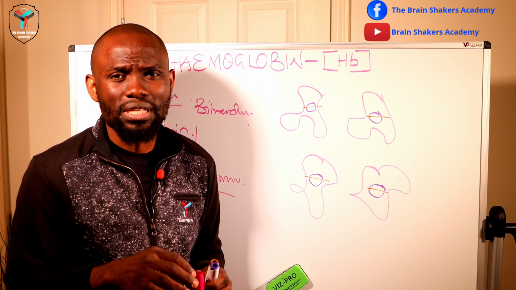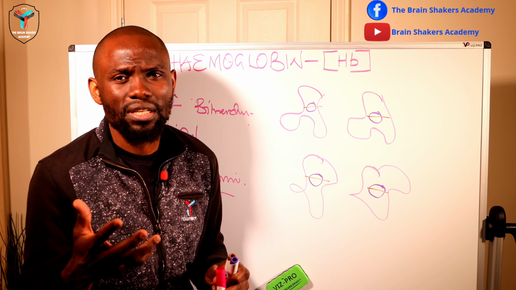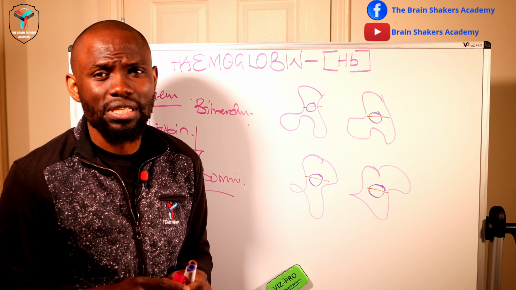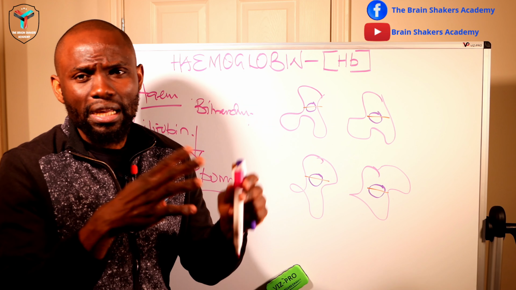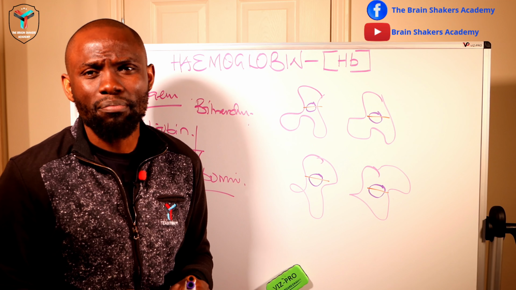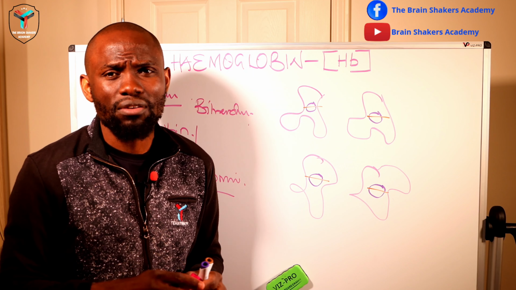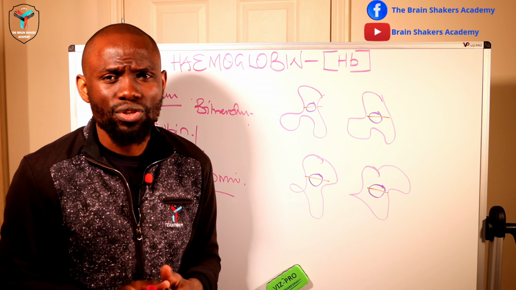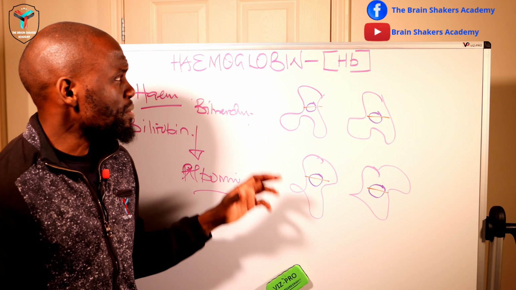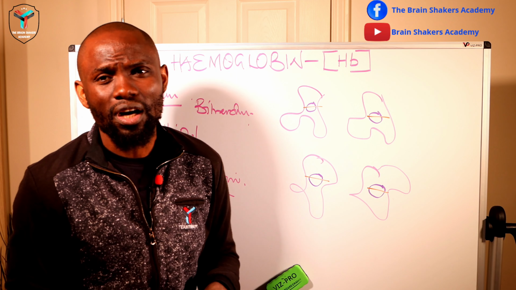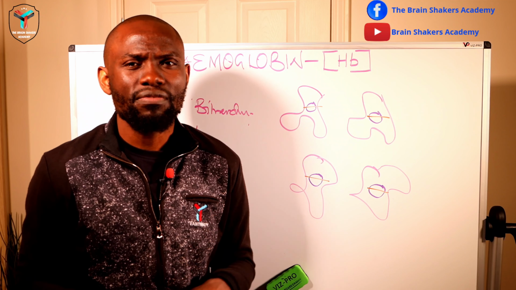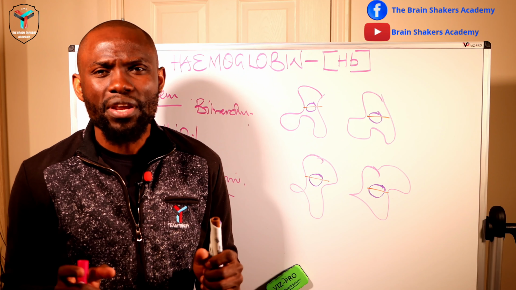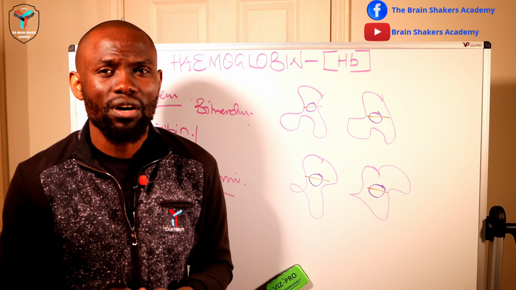I do look at jaundice in a separate video, where we look at the pathophysiology and explain the whole process of bilirubin and the destruction of red blood cells. So do look out for that video on my YouTube channel, which is the Brain Shakers Academy. So basically that is the hemoglobin component, where you have the heme, the iron, and the globin chains as well. A very important structure in the transportation of oxygen.